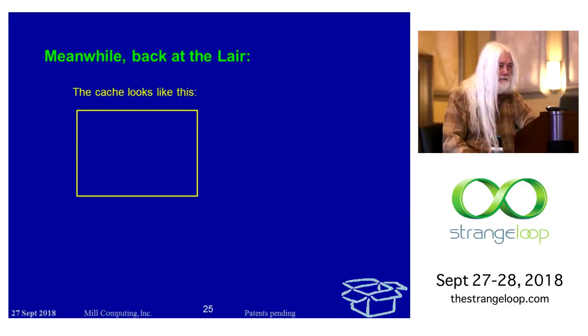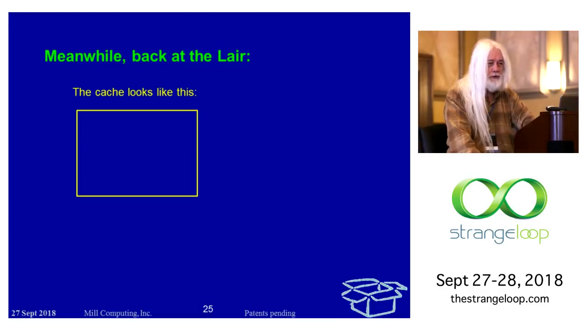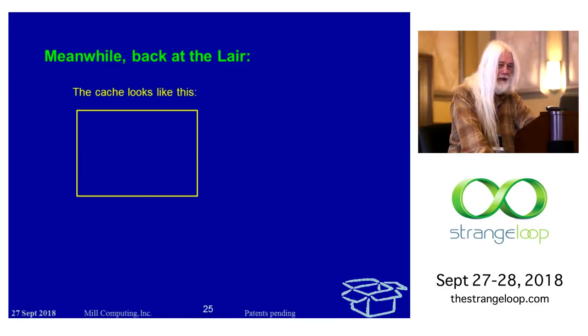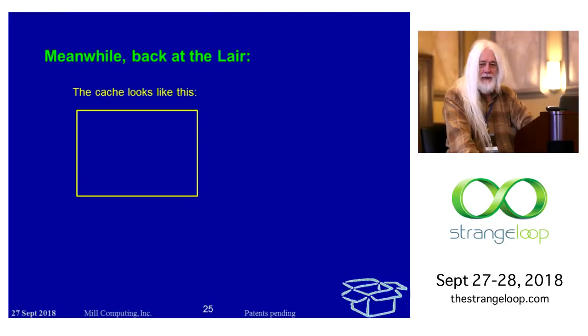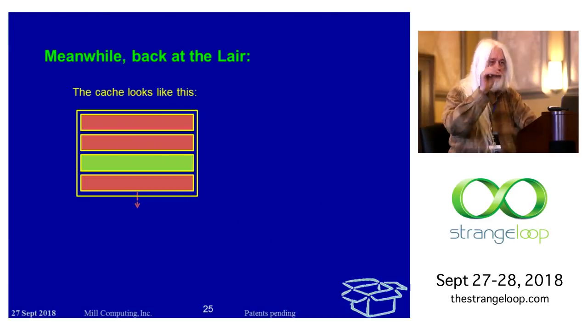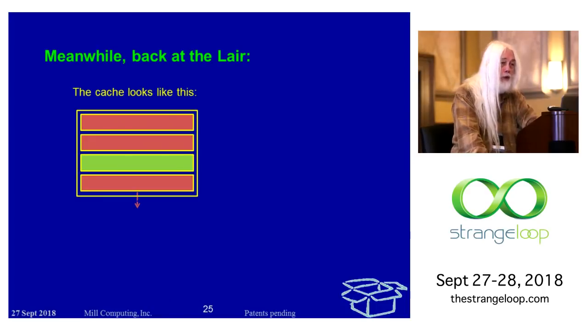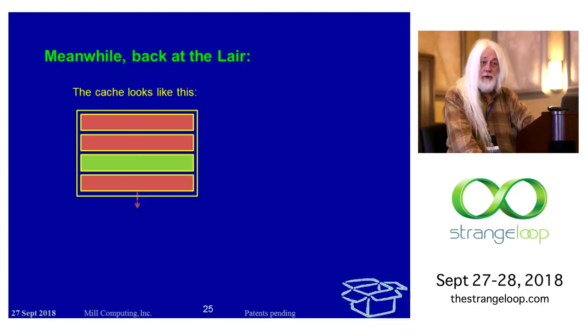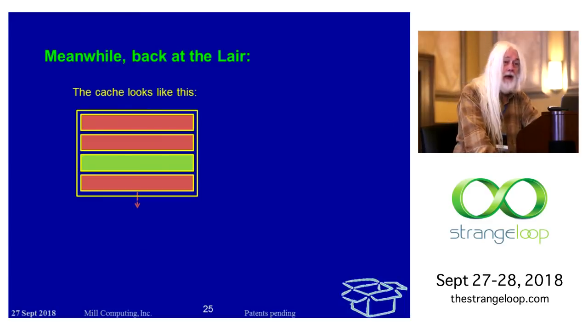Meanwhile, back at the Lair, which is probably an SMT thread that the villain is running, or happens to be on the same cloud machine that the ingenue is running on. When he gets control back, remember it will return a 0 because the access was out of range. The cache now looks like this. All but one of the lines has the value that the villain put in there. One of the lines, which actually contains a secret, but he can't get at because the address is wrong, is different.